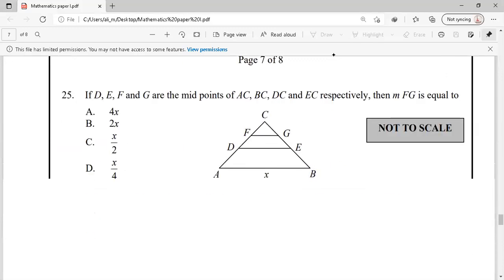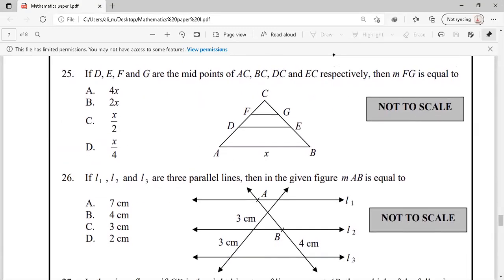Let's move to our next question, that is question number 26. In this question, D, E, F, and G are the midpoints of these sides, and we have to find the value of FG. So this is the side we have to find. So if D and E are the midpoints, this means that the sides will be parallel, and the value of this would be half of the third side. So value of DE is x over 2.